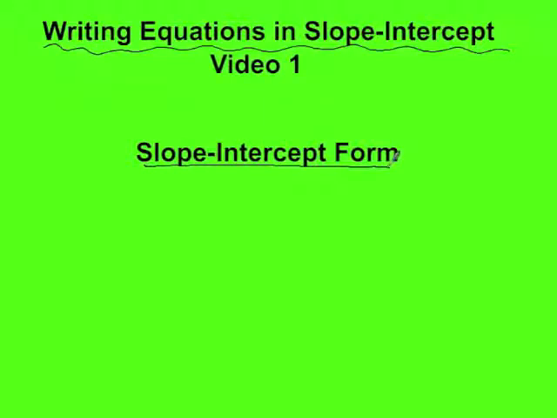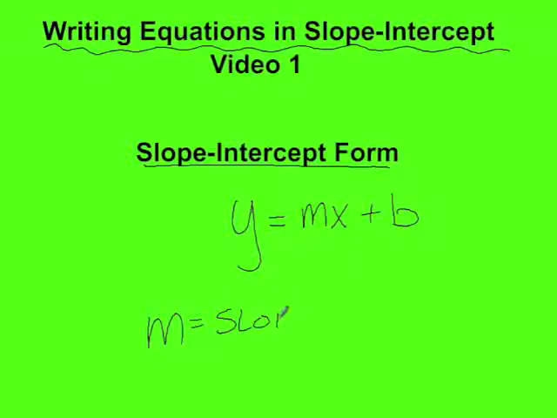What is slope-intercept form? Thinking back in your notes, our slope-intercept form is y equals mx plus b. And with that, our m is our slope, and our b is our y-intercept. That's just a little review from last chapter. So our slope is our m, and our b is our y-intercept.